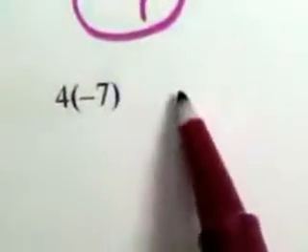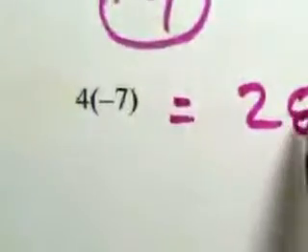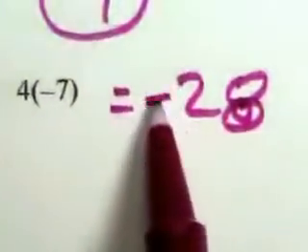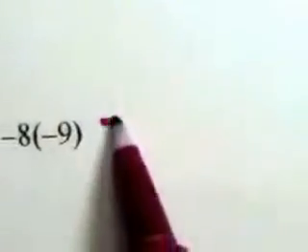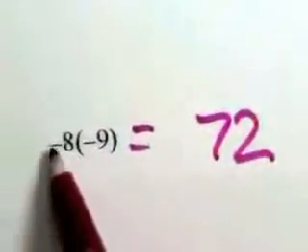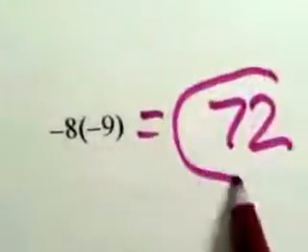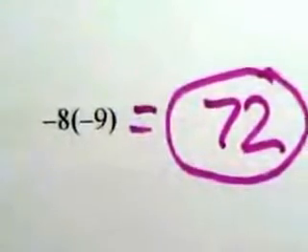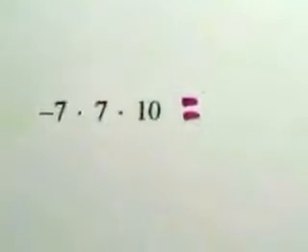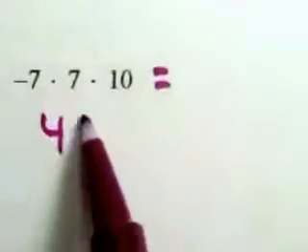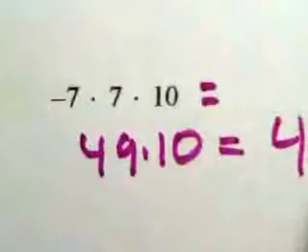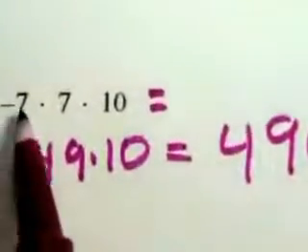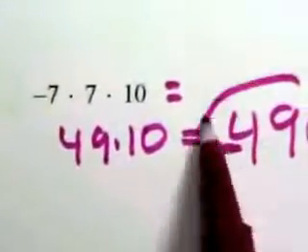Okay, so 4 times 7, that's 28. And there's 1 negative. So the answer is negative 28. Here, 8 times 9, that's 72. And there's 2 negatives. 2 negatives cancel. So it's positive 72. Okay, 7 times 7 is 49, and 49 times 10 is just 490. And there's 1 negative. So the answer is negative.